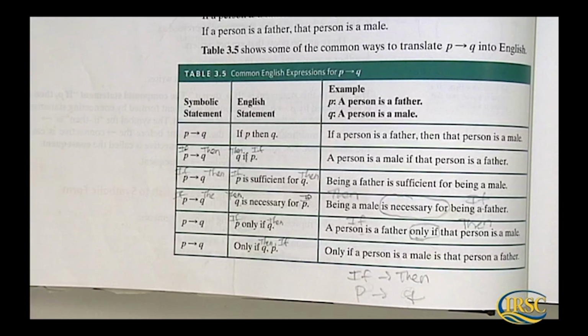Now notice that the is necessary for reverses what comes first and last. So if you see the keywords is necessary for, the then part has to come first, and the if part has to come second. So being a writer is necessary for being a poet. In other words, you can't be one without the other. It's necessary for you to be a writer in order to be classified as a poet. So you can also say Ed being a writer is necessary for Ed being a poet, if you want to put Ed back in there.